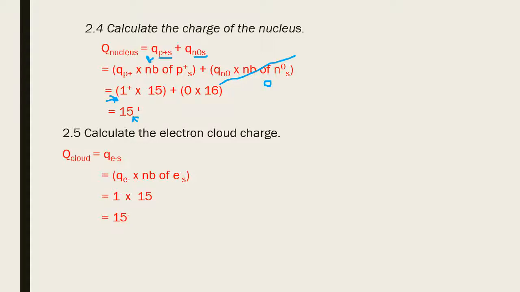Calculate the charge of the electron cloud. The charge of the cloud is the charge of the electrons, so it's the charge of one electron, which is 1 minus, times the number of electrons. Remember, in a neutral atom, the number of protons equals the number of electrons, which equals the atomic number Z, so it's also 15. Okay, so it equals 15 minus.